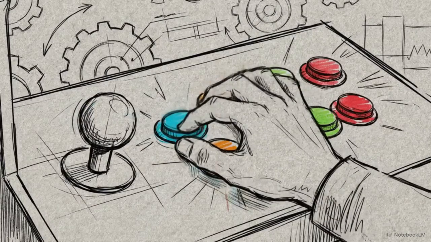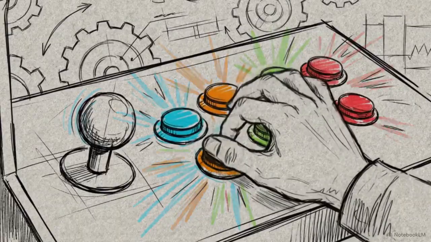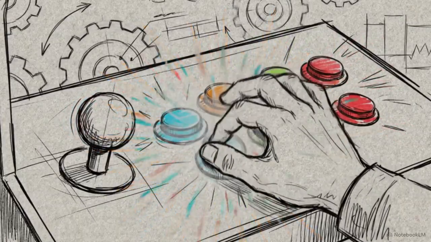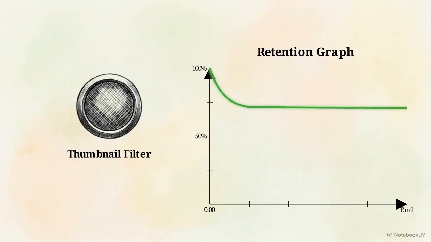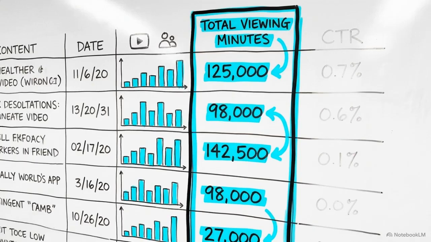To survive the algorithm, you have to stop treating click-through rate like an arcade high score. Instead, you need to engineer your thumbnails to qualify the right audience and protect your retention graph. The metric actually driving the recommendation engine is not raw clicks. It is watch time per impression.